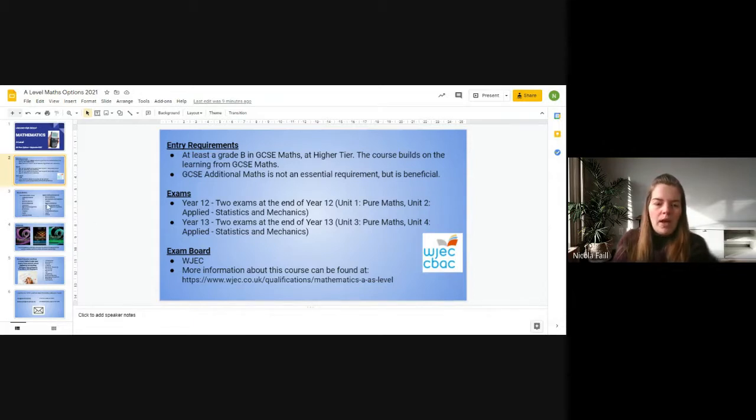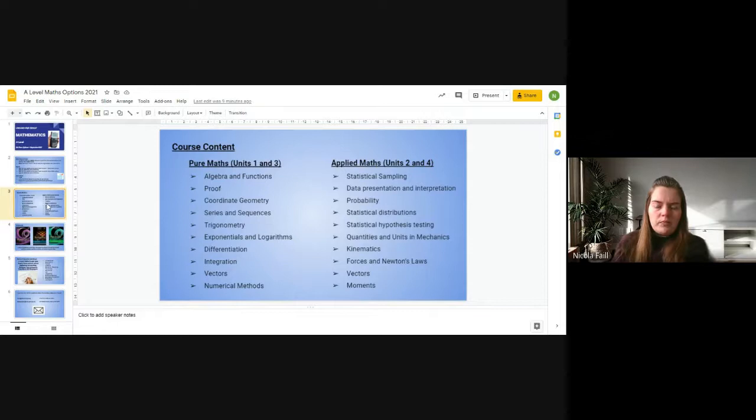I'm going to talk through a little bit of detail, quick overview actually, of the content of the A-level maths course, okay. And again, here, as I mentioned a moment ago, we've got pure maths and the applied maths. So Unit 1 in year 12 and Unit 3 in year 13 covers pure maths, which very much builds on some of the higher tier GCSE content and extends it further. And you may notice some new topics in here as well.